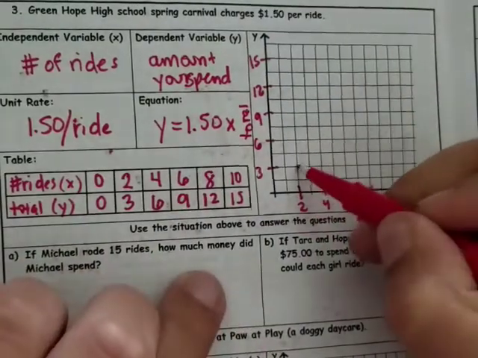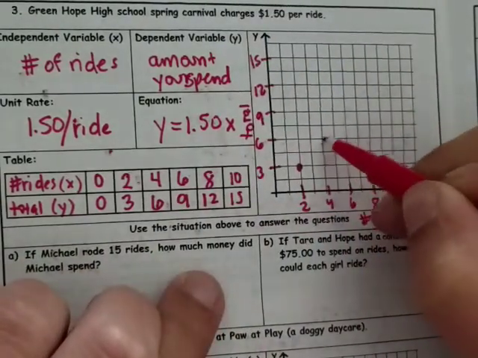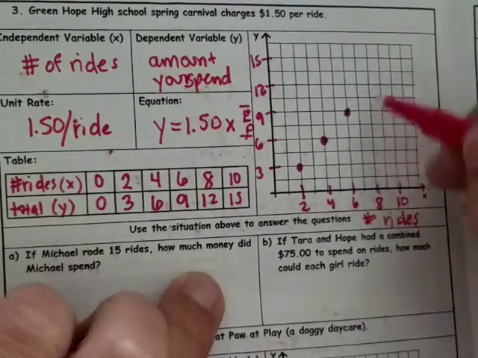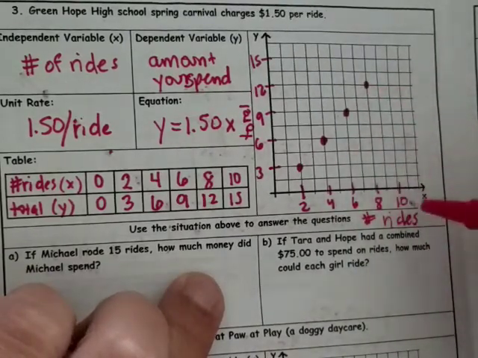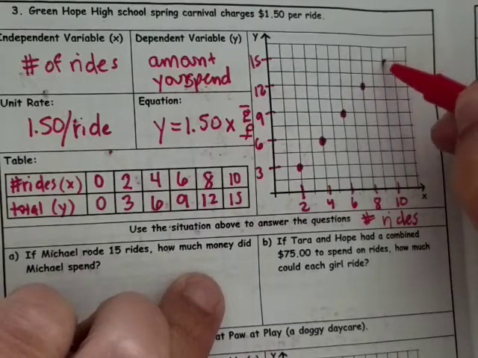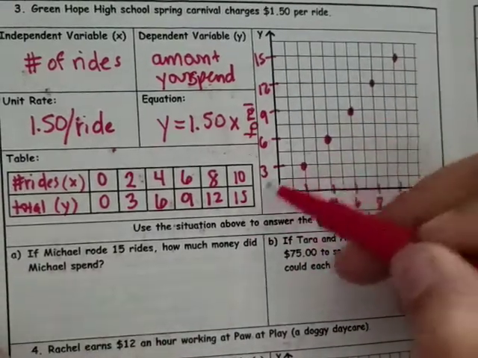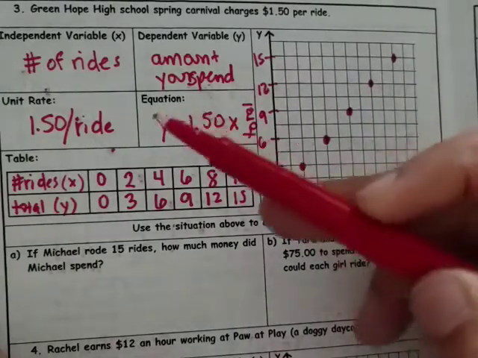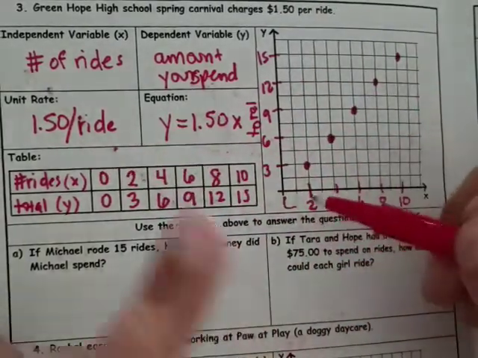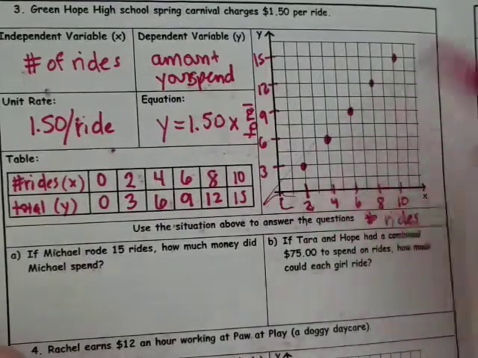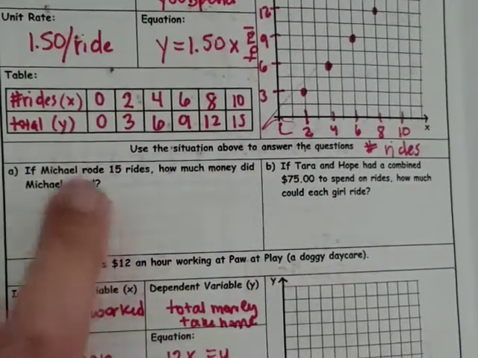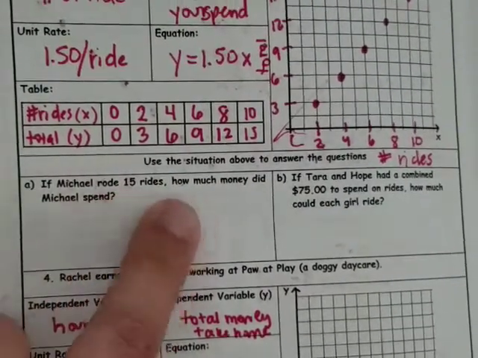So for 2 rides, it cost me $3. For 4 rides, it cost me $6. For 6 rides, it costs me $9. For 8 rides, it costs me $12. And then for 10 rides, it's going to cost me $15. And again, we're not going to connect these. This is a discrete graph because you're not going to pay for part of a ride. You either do 1 ride or 2 rides or 3 rides, but you don't go in between. So we're not going to connect those lines. So now using this situation, we're going to answer the following questions. If Michael rode 15 rides, how much money did he spend?